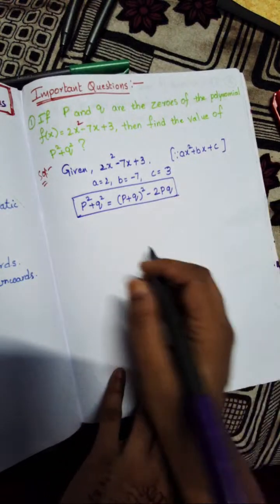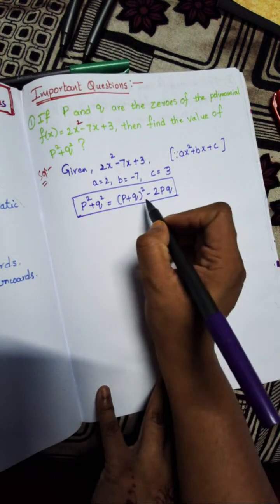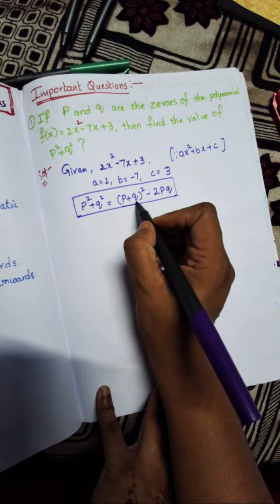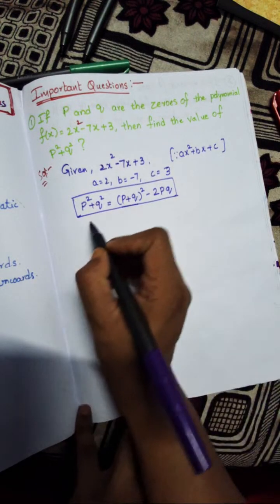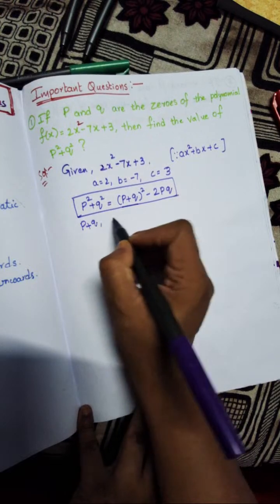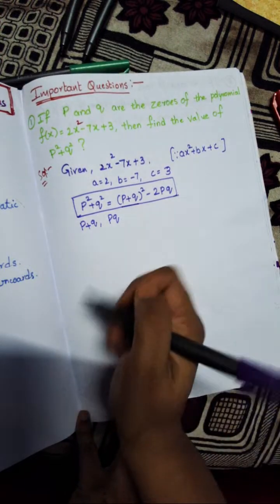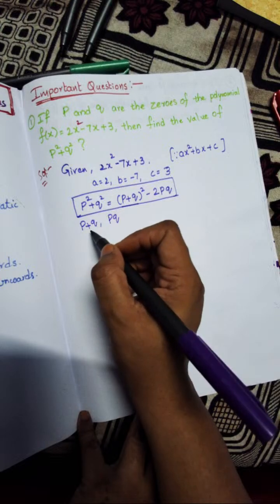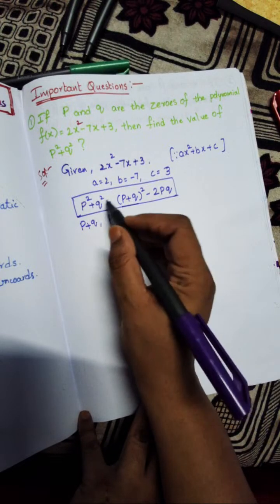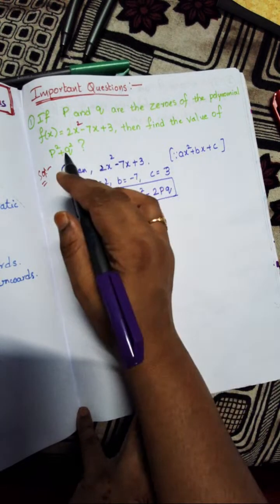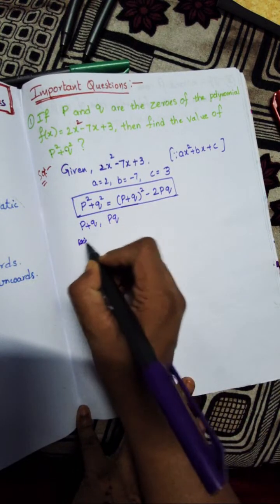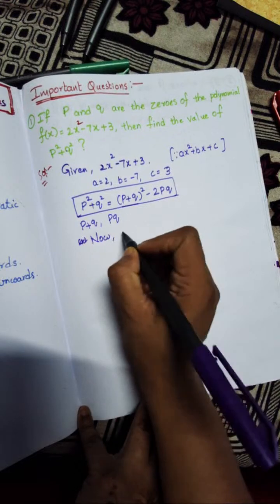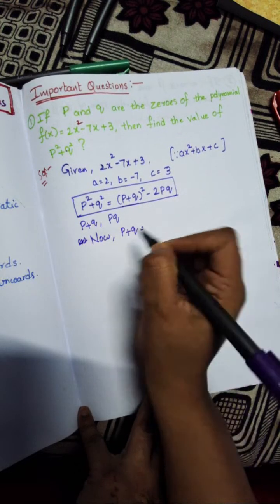For this we have to find p plus q and pq. P plus q we have to find and pq we have to find. Then whenever we find this, we have to substitute in this. So we get the value of p square plus q square. So first now, p plus q is equal to what?